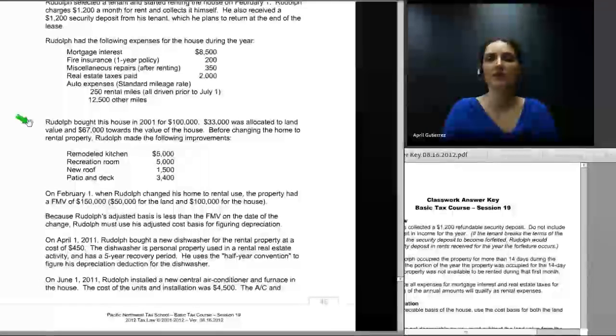Rudolph bought this house back in 2001 for $100,000. $33,000 was allocated to land value, and $67,000 was towards the value of the house. Before changing the home to rental property, Rudolph made the following improvements. He remodeled the kitchen for $5,000. He installed a recreation room costing $5,000. He added a new roof at a cost of $1,500 and built a patio and deck for $3,400. On February 1st, Rudolph changed his home to rental use, and at that time the property had a fair market value of $150,000, of which $50,000 is for the land and $100,000 for the house.